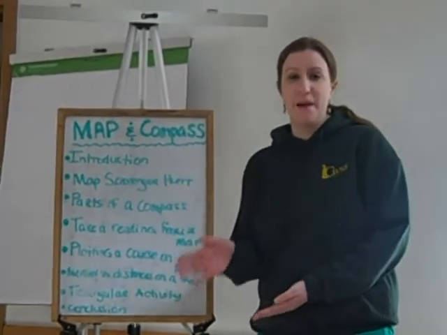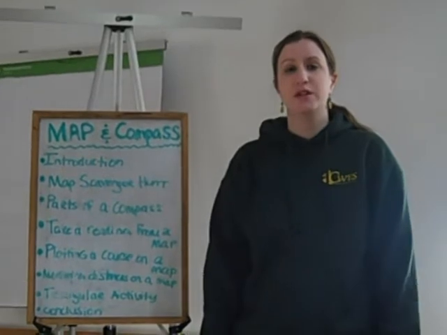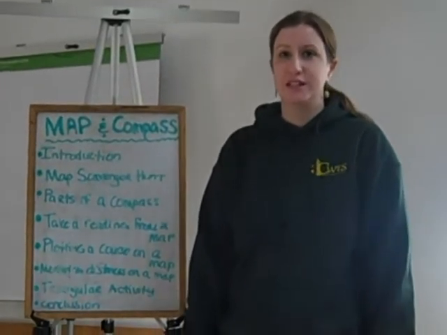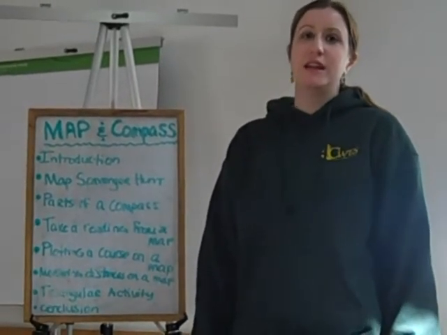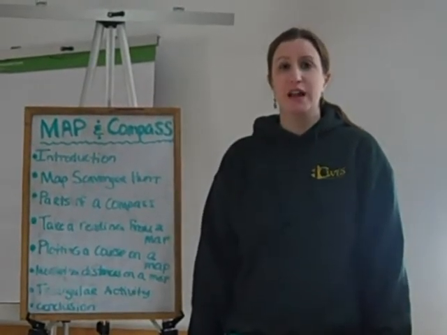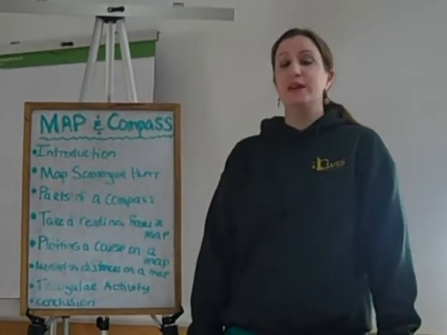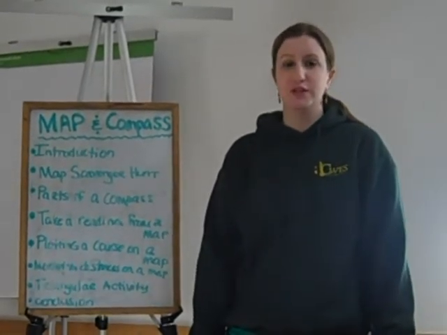This lesson is called Map and Compass. Objectives for this lesson are the students will be able to locate various land features on a map and be able to identify main parts of a compass. They will also be able to plot a course using a map and compass, measure distance between 2 points on a map, and determine locations using triangulation.